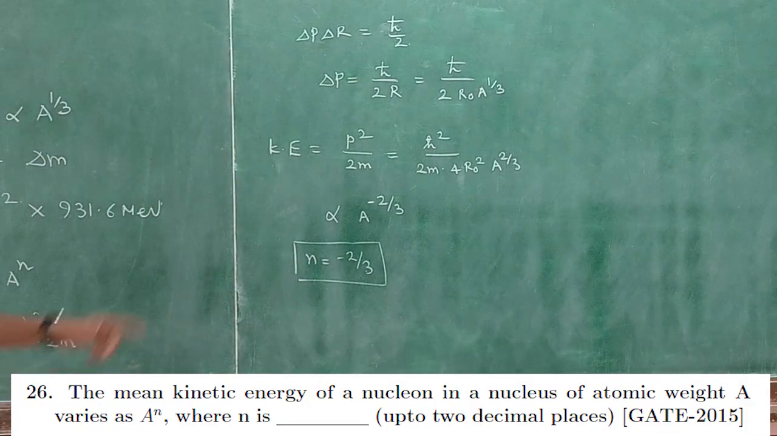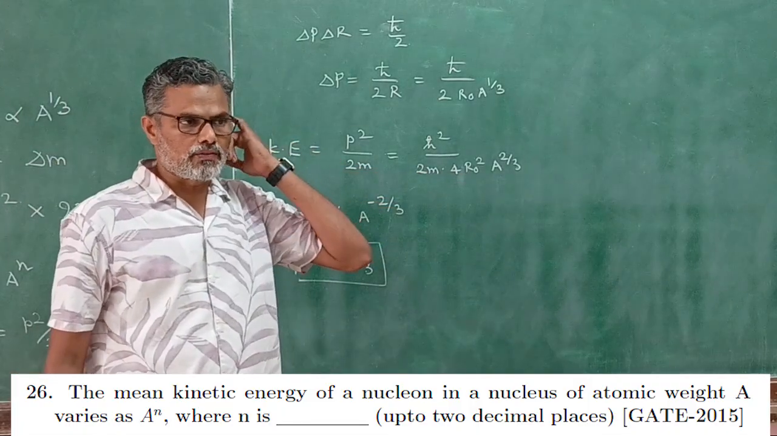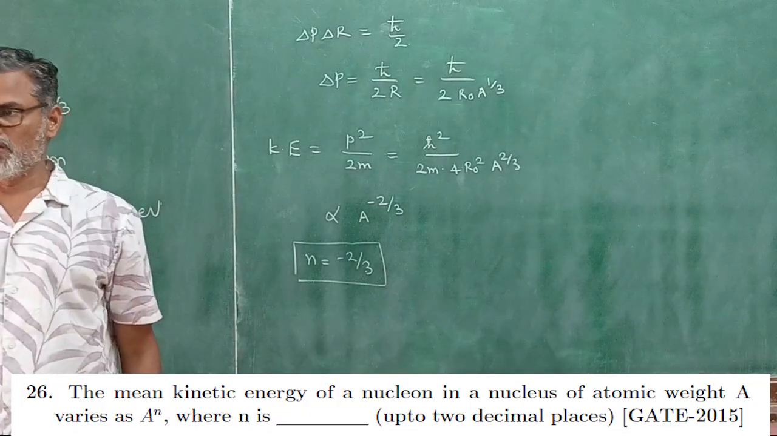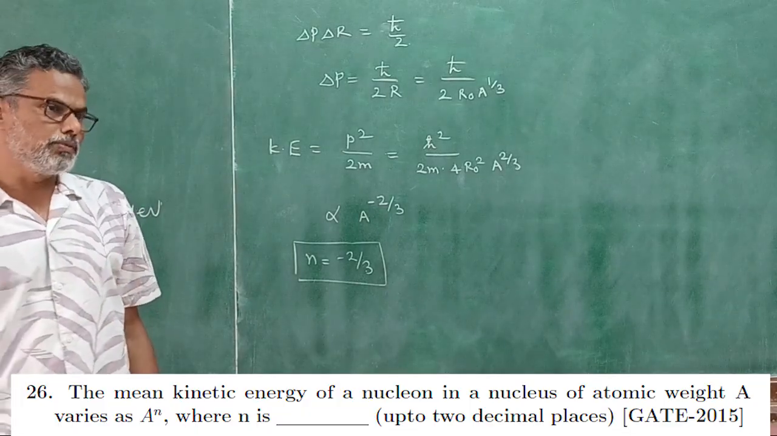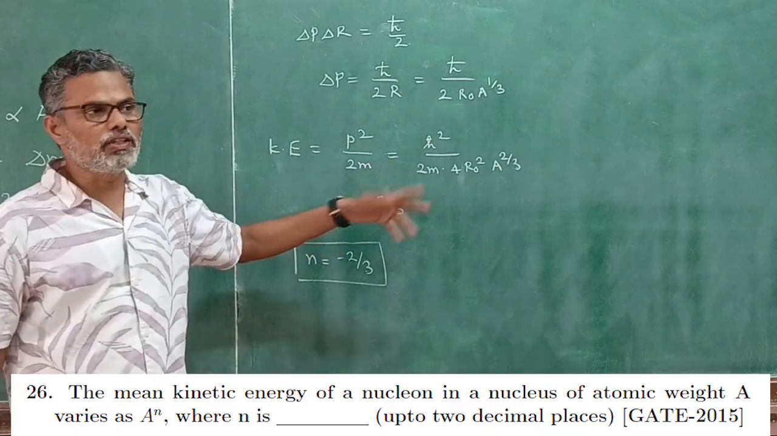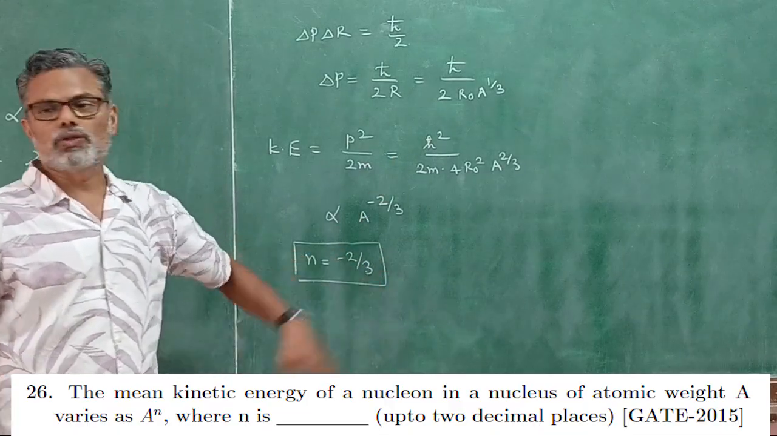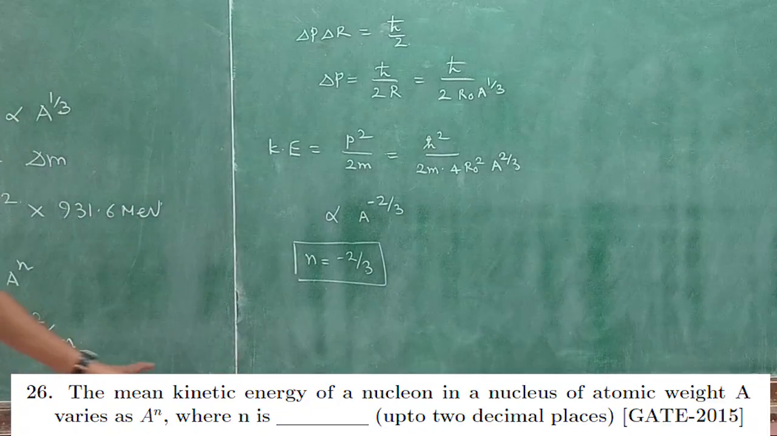If a specific nucleon is given, say a neutron, then you can substitute the mass of the neutron, and you should know the R0 value. R0 is 1.5 fermi. When you substitute, you can get the energy. If it is a proton mass, you can apply that. And once you know the energy, you can multiply by the constant to get it in terms of MeV.